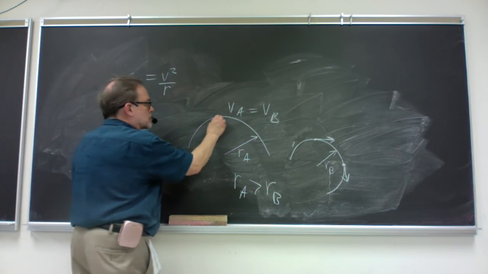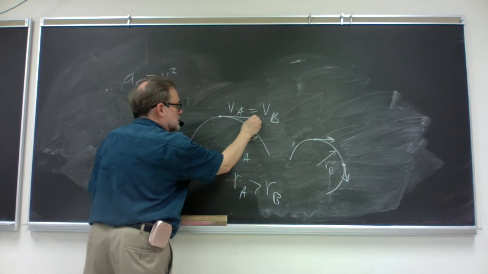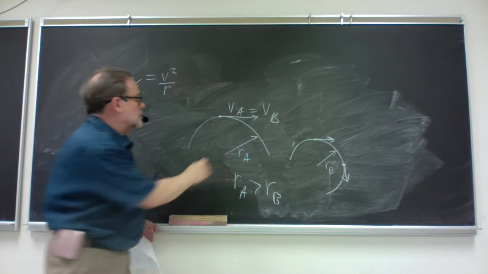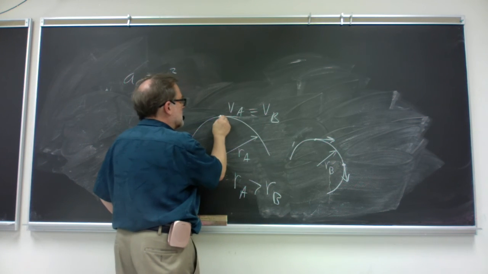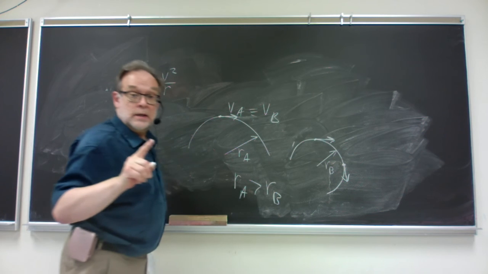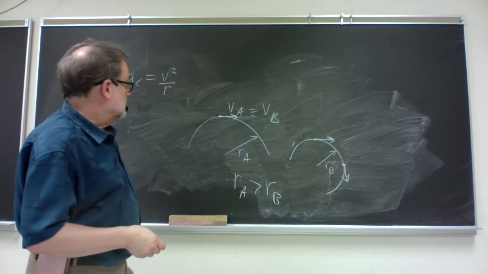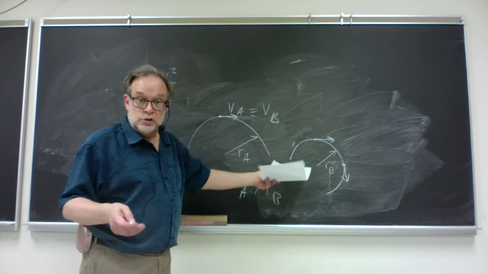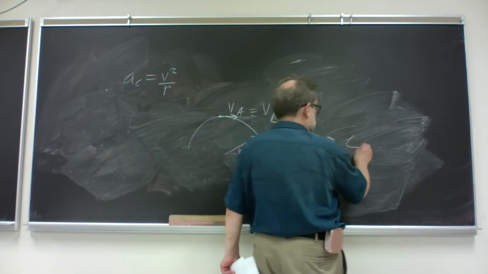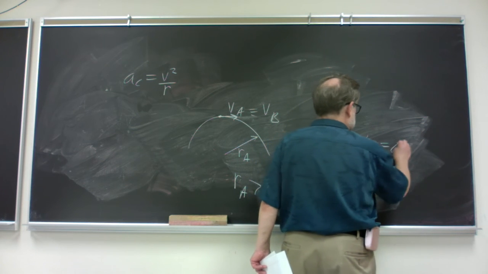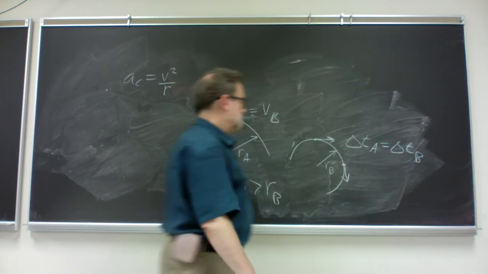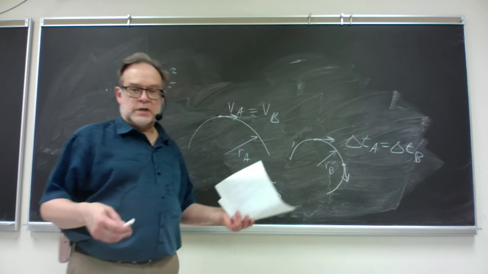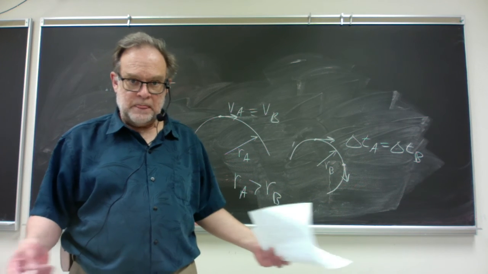Start watching when it's here, so its velocity is horizontal, an arrow of the same size, because now they're moving at the same speed. And then we watch for the same length of time, just like before. So they've got the same speed, and we watch them for the same length of time, so that means they're going to move the same distance.